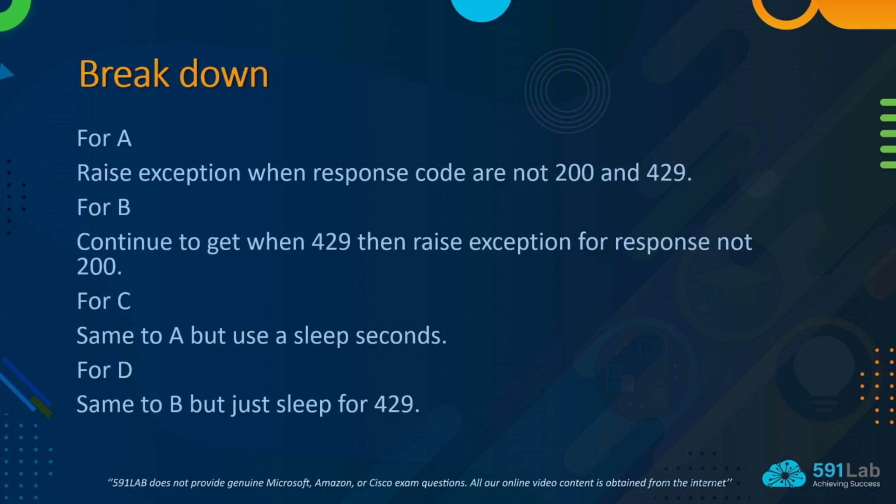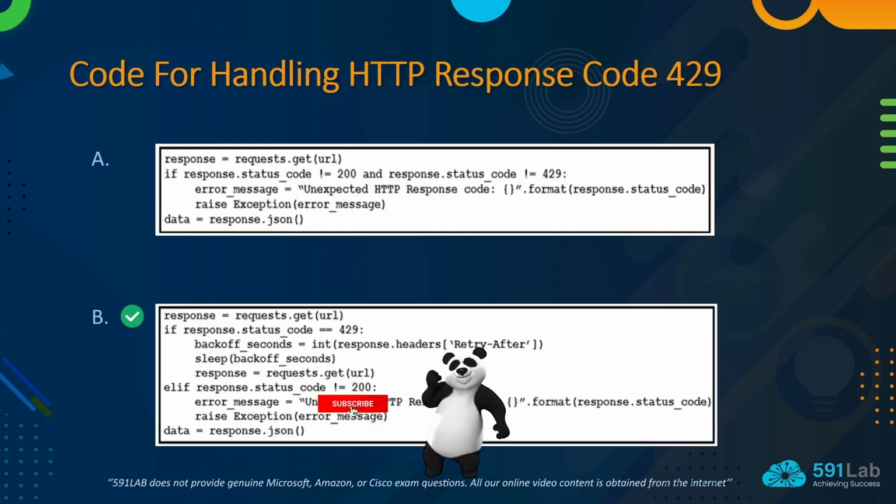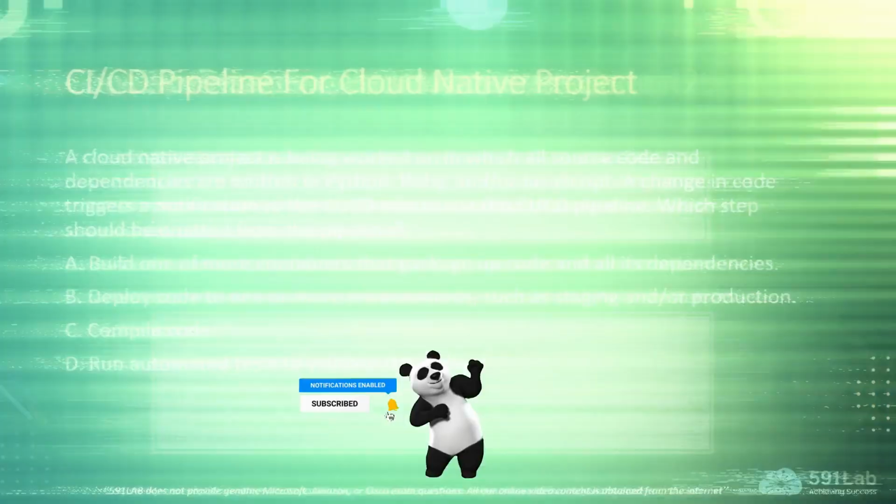So let's break it down. For option A, raise exception when the response code is not 200 and 429. For option B, continue to do the get action when 429, then raise exception for a response not 200. For option C, same as A but use a sleep for some seconds. So if A is not a good choice, C is also not the correct answer. For option D, same as B but it just sleeps for 429, without any other action. So D is not the right answer. So the correct answer is B.